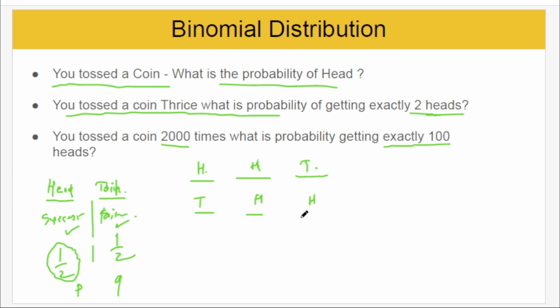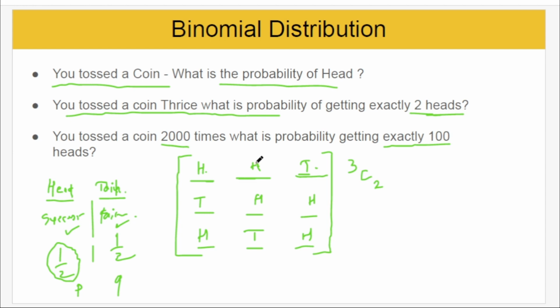What we were missing was head, tail, head. Correct? So this is actually the problem. If you remember, we have studied permutations and combinations. We have 3 empty spaces, and we want to choose only 2. In how many ways can I choose? 3 choose 2.